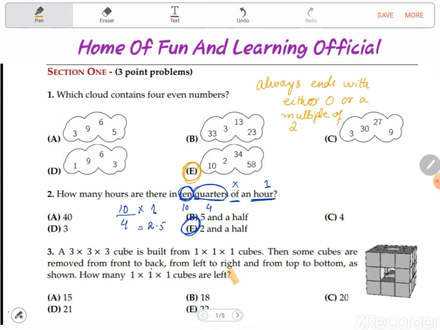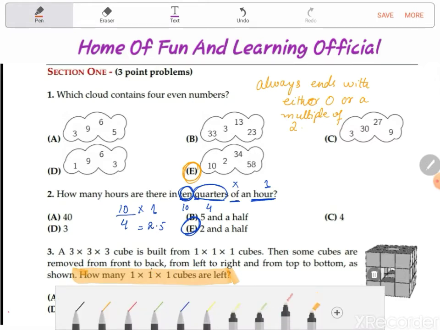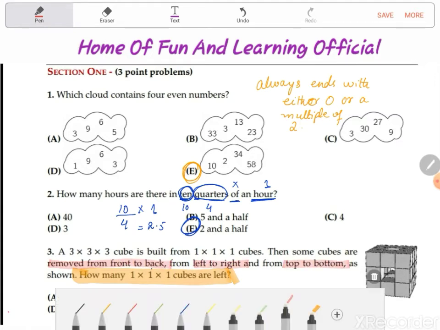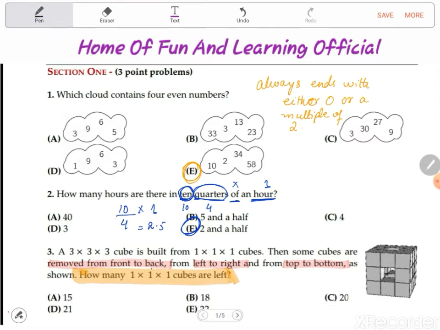Now you have to consider this statement. They are asking for the number of 1 by 1 by 1 cubes that are left, and the conditions given here are that some cubes are removed from front to back, left to right, and top to bottom. Now let's first count the total number of 1 by 1 by 1 cubes in the 3 by 3 by 3 cube.